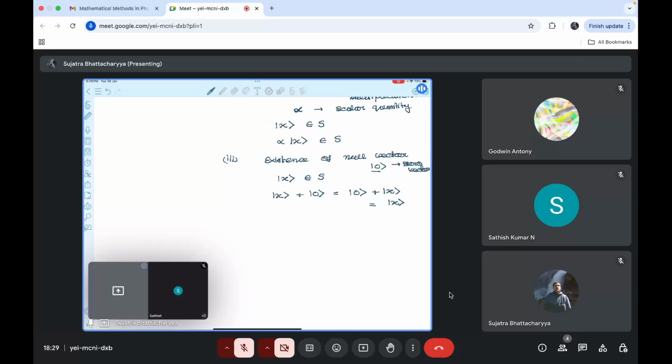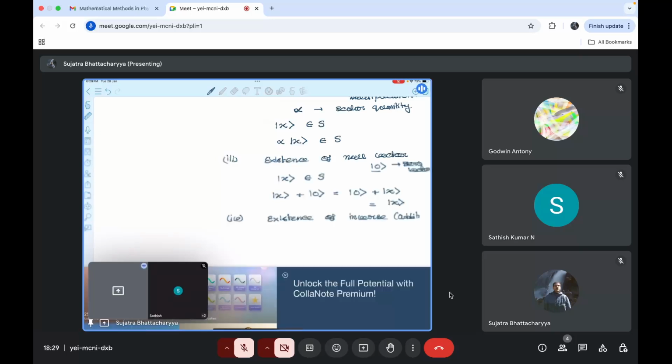And number four is the existence of inverse, or additive inverse, I will say. Existence of inverse, and this inverse should be the additive inverse. Just additive inverse.